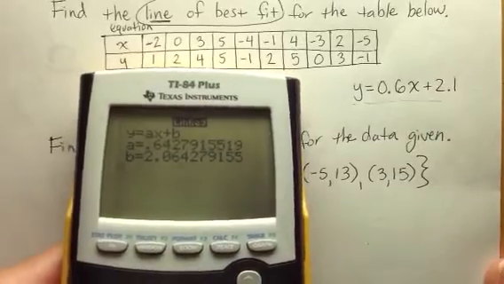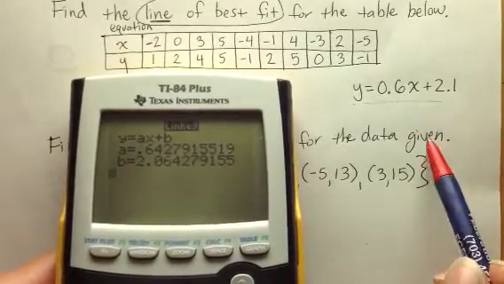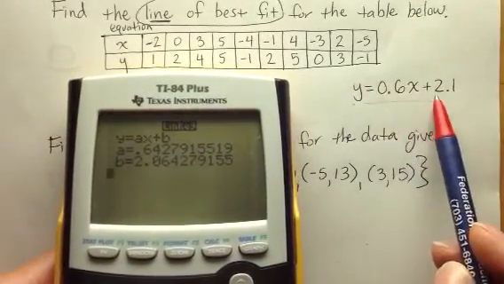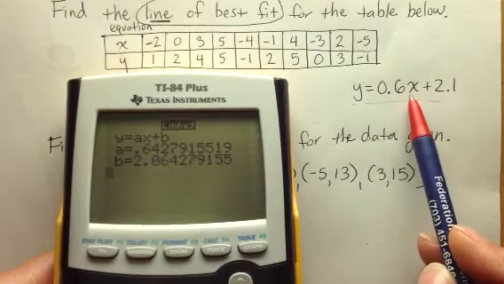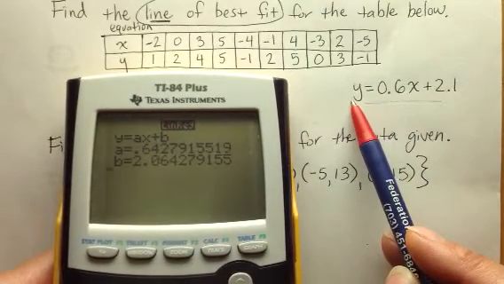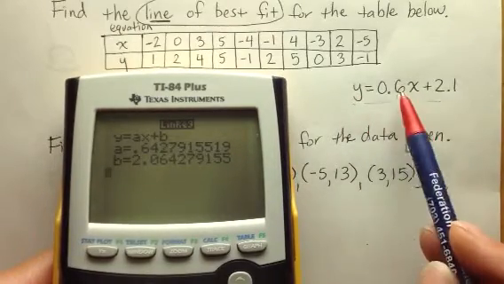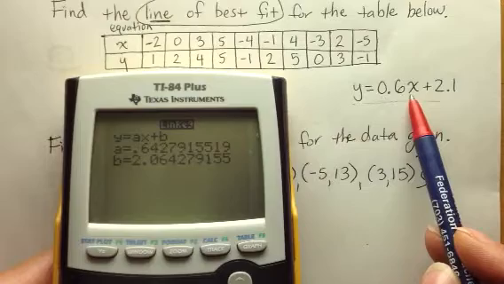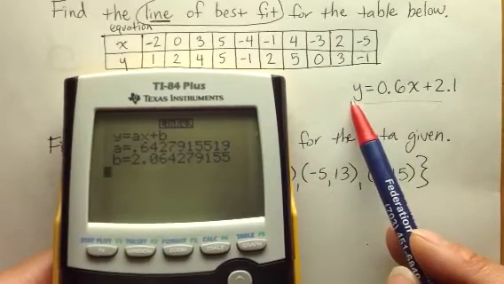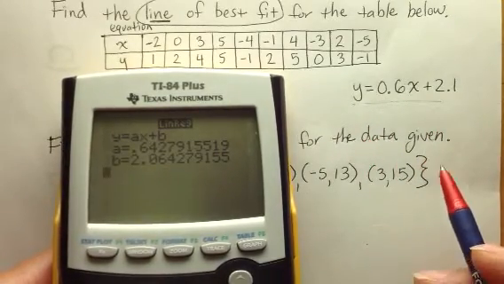Okay? So that would be my equation for a line of best fit. They could ask us from here to use that equation to predict what x would equal if y was 10. You would substitute 10 and solve for x. They could do the opposite. They could give you x and ask you to find y, which is actually the easier of the two.